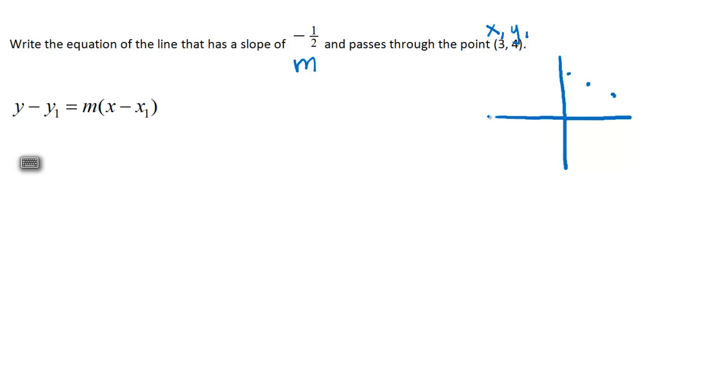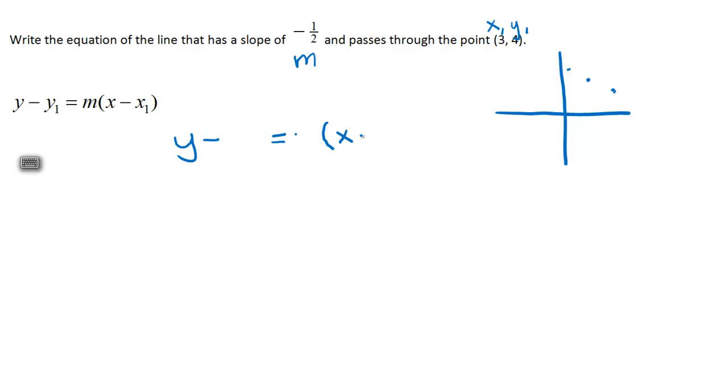And here's my xy, except I'm going to call it my x1, y1. The reason why I'm calling it x1, y1 is because this is a very specific point. Whenever they have these little subscripts, the ones, it means they're talking about a very specific point, 3, 4, or whatever it is. So I'm just going to plug this in. Here I go. It's y minus, and I leave some space, equals m, parentheses, x minus, and then close that parenthesis.